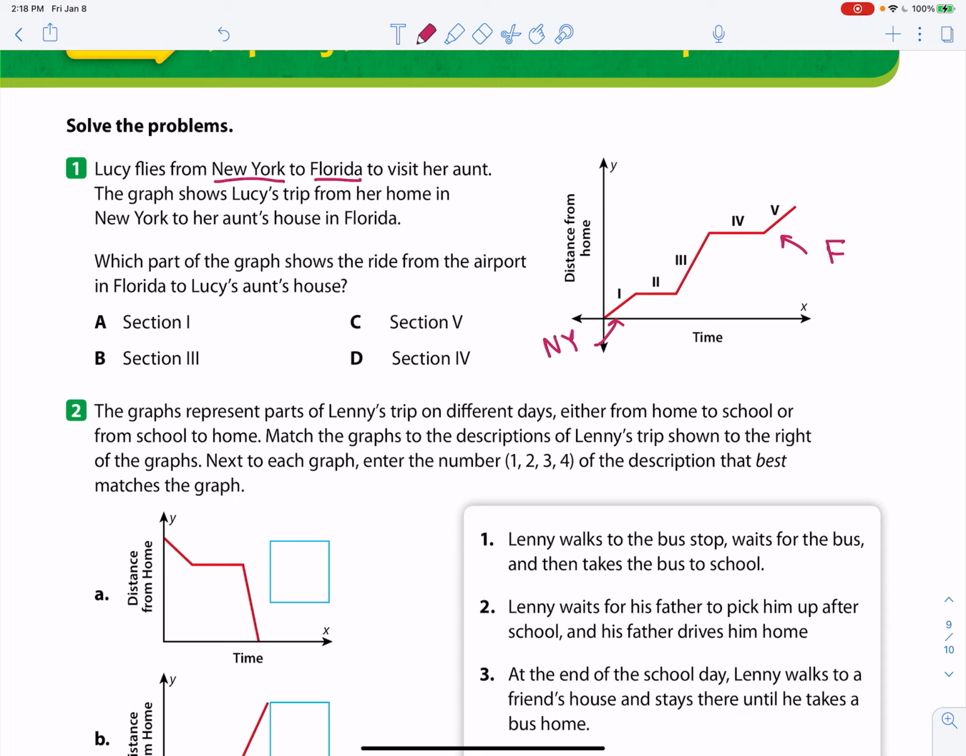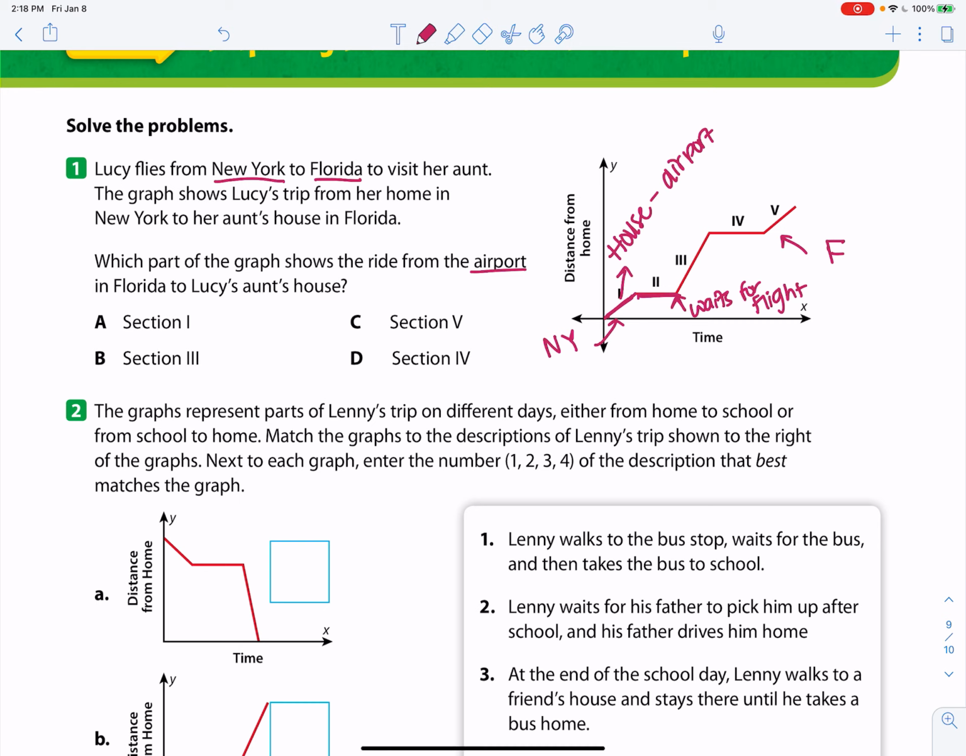The graph shows Lucy's trip from her home in New York to her aunt's house in Florida. So, of course, she probably got on an airplane. Yep, she got on an airplane. She did a lot of things. All right, so this is her probably going on a trip in the car from her house to the airport. House to airport. Then she's probably waiting for her flight. Waits for flight.